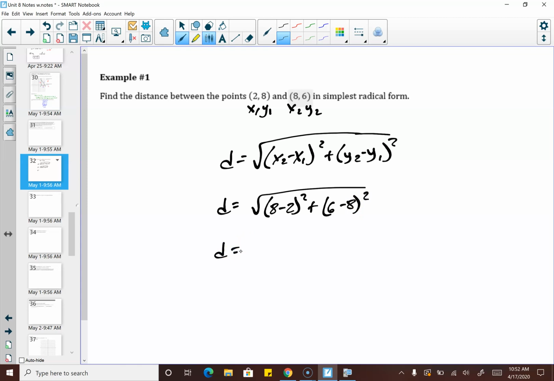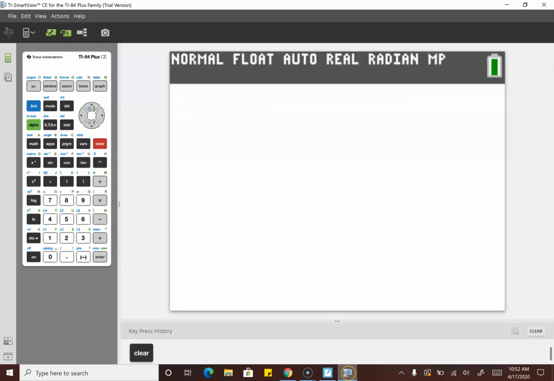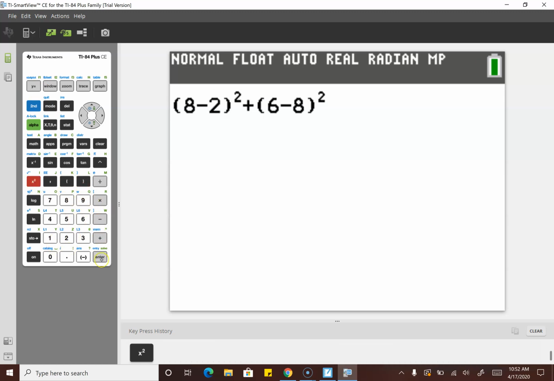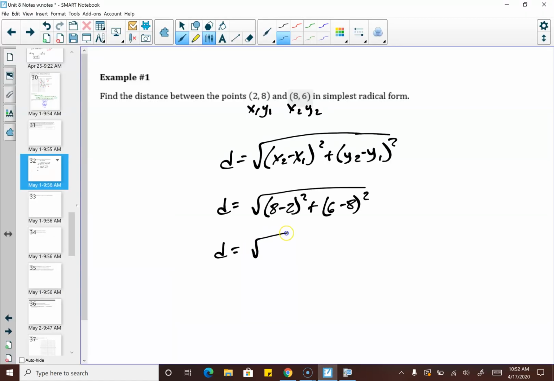Now, you could choose to do all this work individually inside, but if I were you, I would just put everything into the calculator except for the square root. So I'm just going to go open parentheses 8 minus 2 squared plus 6 minus 8 squared, and I get 40. So then D equals the square root of 40. We know 40 is not a perfect square, but 40 splits: square root 4, square root 10 comes back together. We get a distance between those 2 points of 2 radical 10, or 2 square root 10. Okay, we don't have to worry about the positives and the negatives here because we're talking about distance. Distance has got to be positive.